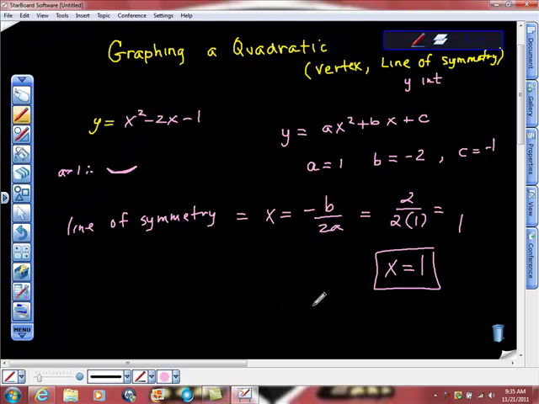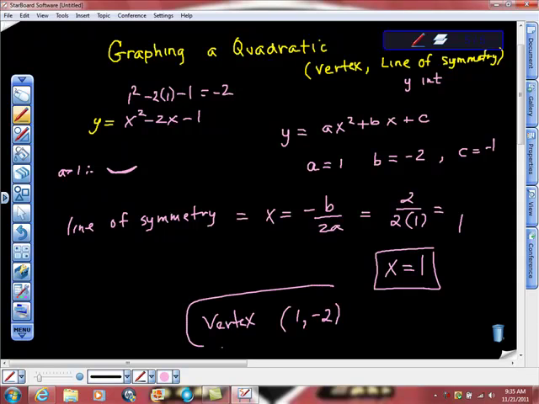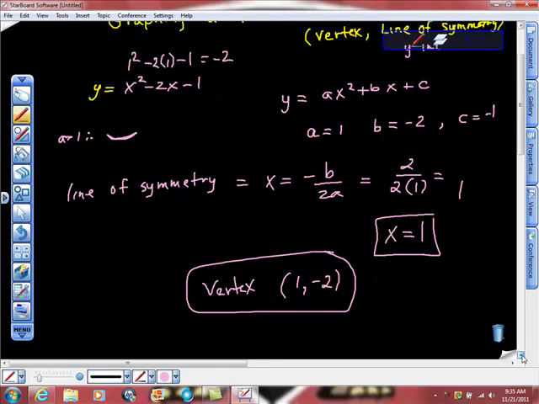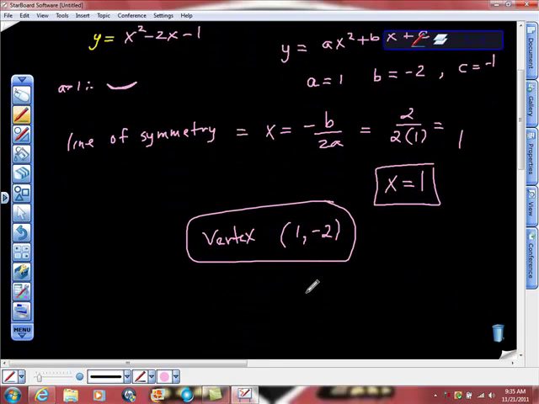What else can we get? Oh, we can get the vertex, can't we? We can get the vertex by plugging this number in. Because the vertex passes through the line of symmetry, x is 1. We go up here and plug 1 in, so we get 1 squared minus 2 times 1 minus 1. And if we do all this arithmetic, we get -2, don't we? So we get the vertex at 1, -2. This is actually pretty straightforward, I think.